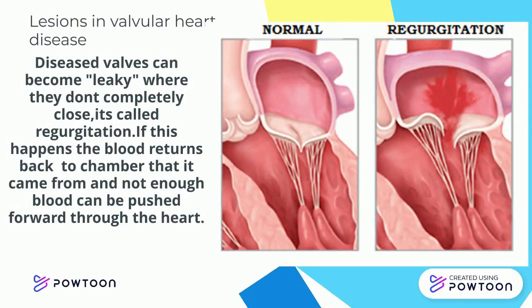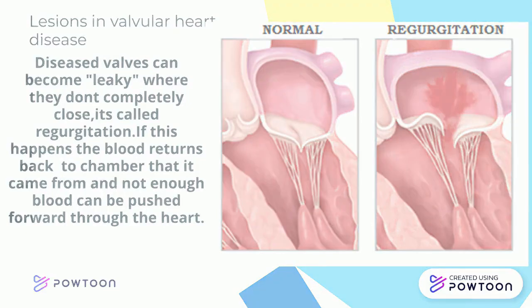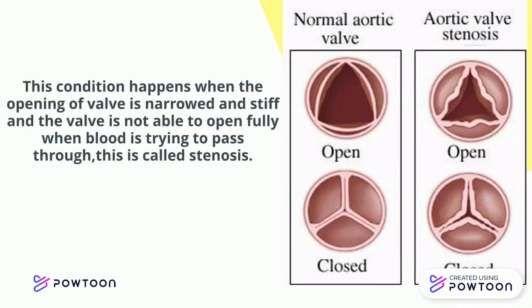One of the lesions is regurgitation. Regurgitation means the diseased valves can become leaky, where they don't completely close. If this happens, the blood returns back to the chamber that it came from and not enough blood can be pushed forward through the heart. The other type of lesion is called stenosis. This happens when the opening of the valve is narrowed and stiff and the valve is not able to open fully when blood is trying to pass through.